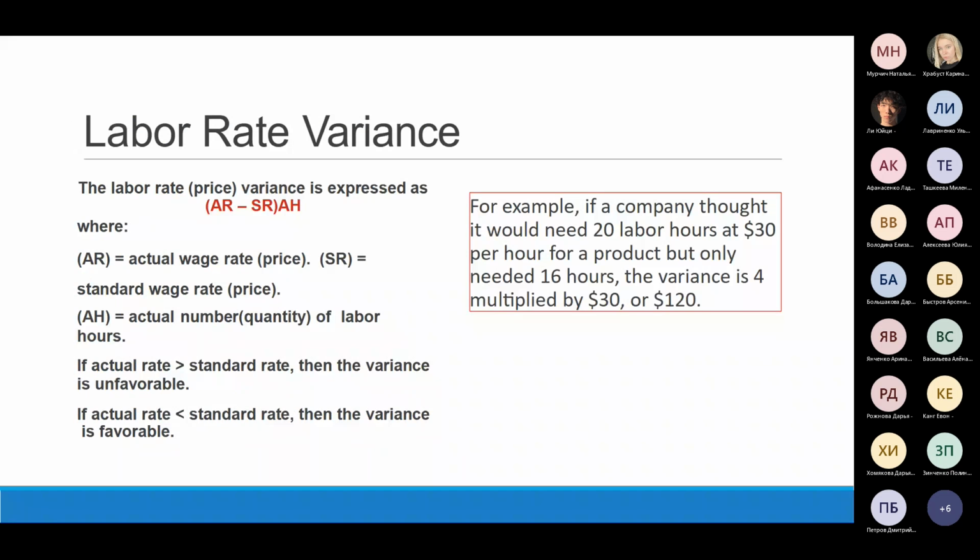So labor rate variance is analyzed using the formula from the screen, taking into account our example with the firm which is producing dresses. So if this company thought it would need 20 labor hours at $30 per hour for a product but only needed 16 hours, the variance is 4 multiplied by 30, or $120. So we can calculate this labor rate variance as the difference in cost of labor. That's why firms decide to purchase labor at a lower price in order to have the positive variance and therefore the economy on this labor use.